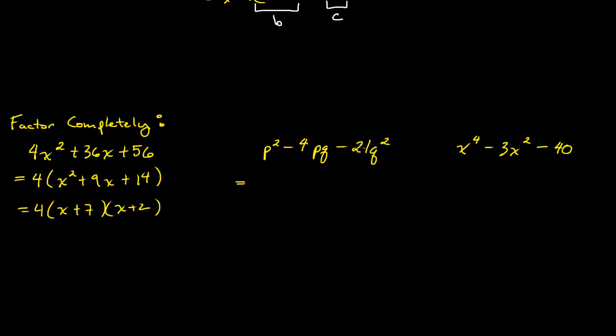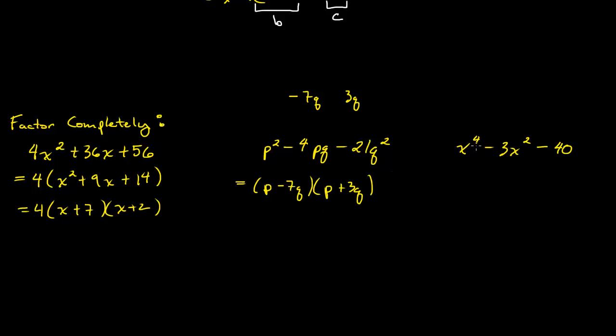Two numbers that multiply to negative 21q squared would be negative 7q and positive 3q. Does that add to negative 4q? If I add negative 7q plus 3q, I do in fact get negative 4q. So this factors to (p minus 7q) times (p plus 3q).